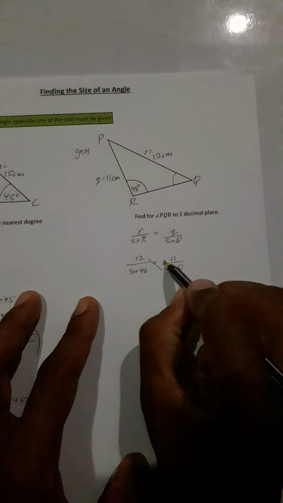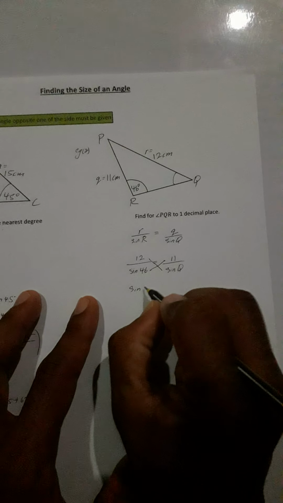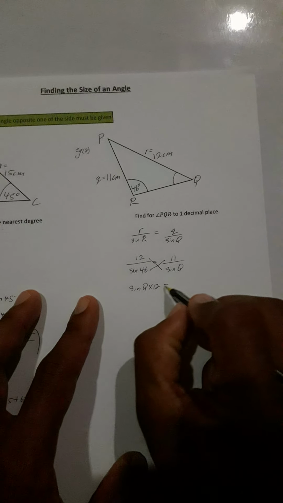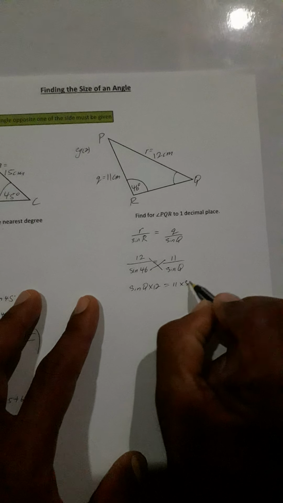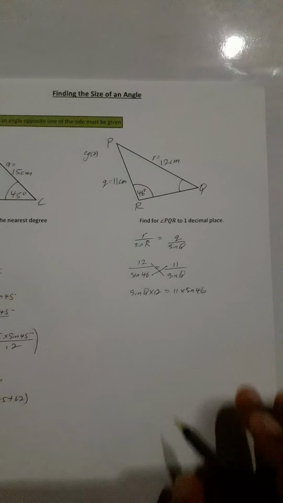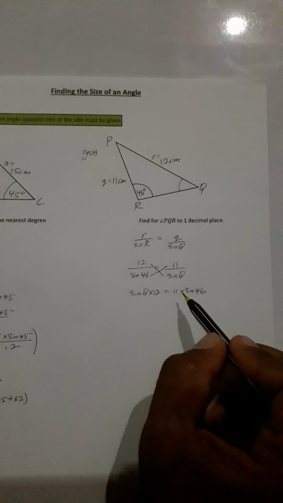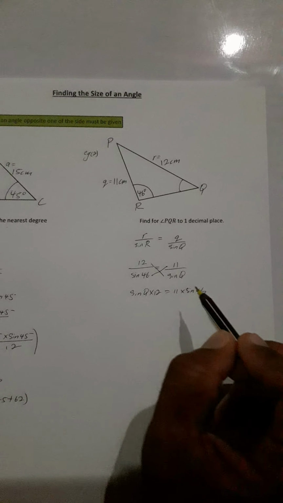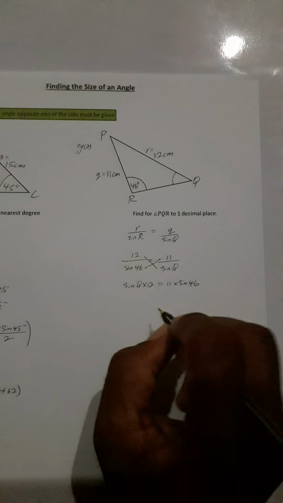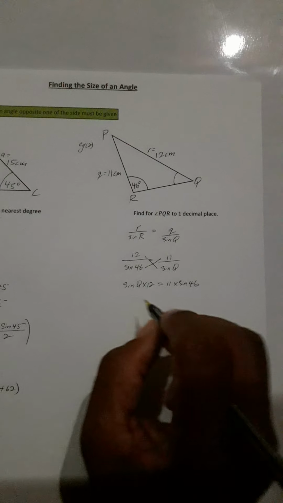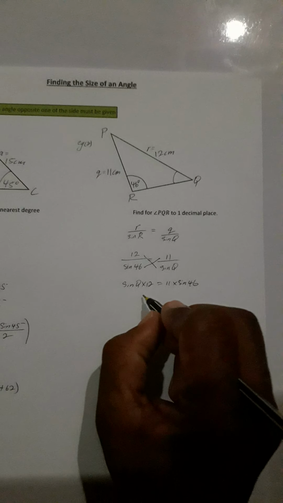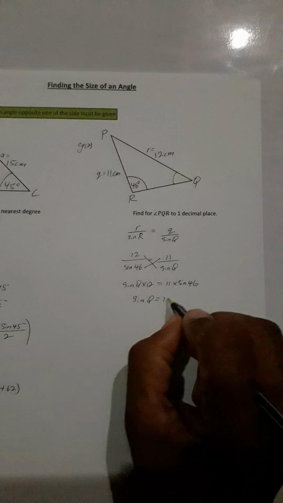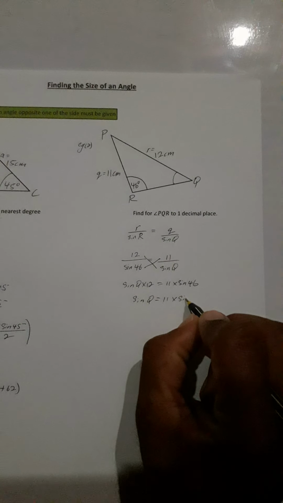Now we cross multiply. So I write 12 times sine Q equals 11 times sine 46. If you like, you can take off this multiplication sign. If you write 11 sine 46, that's fine. So I want to find angle Q. Let us take across the 12 first. So sine Q will equal, since the 12 is multiplying, I will divide on the other side.